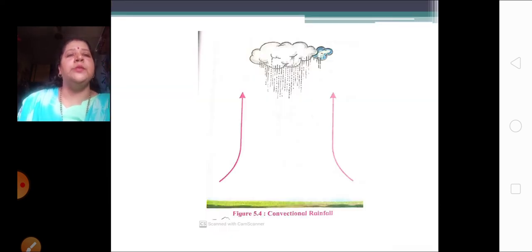You can see in this picture over here which is there in your textbook also. These red color arrows which are going up, that is the hot air, the upward flow of hot air.